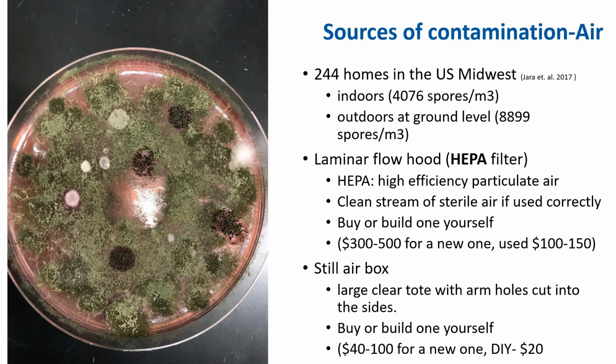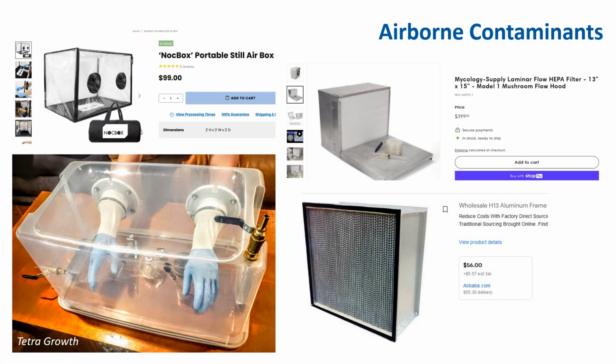Another option to reduce airborne contaminants is a still air box. This is essentially a large clear tote with armholes cut into the side. This way you can clean the inside of the tote with alcohol and slide your hands through the holes to perform the work. A still air box provides a minimal lab in a box that can be quite effective for the hobbyist grower. Here's an example of a portable still air box that you can buy, which is $99, or you can make your own with a tote, basically.